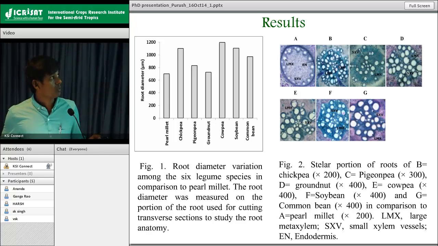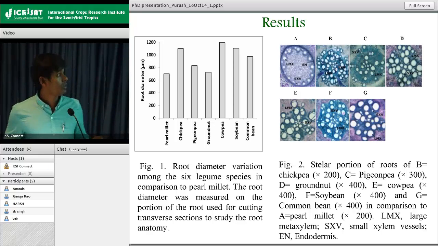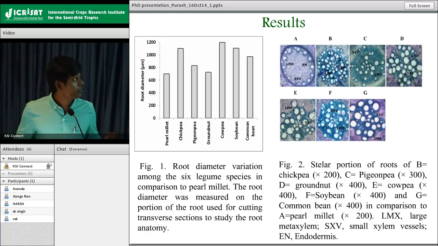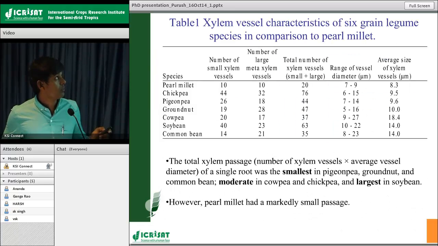Though the number of vessels were high, it has a very lower size of average xylem. Therefore, the total xylem passage of a single root was smallest in pigeonpea and groundnut and common bean, moderate in cowpea and chickpea, and largest in soybean. However, pearl millet has markedly small passage. These roots were represented based on the diameter for the comparison.